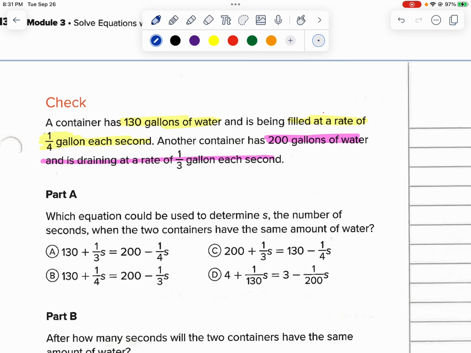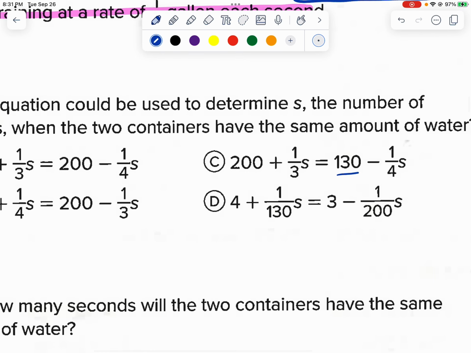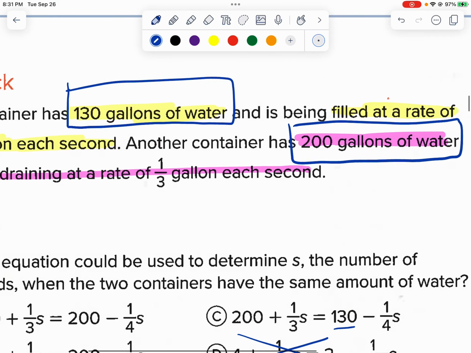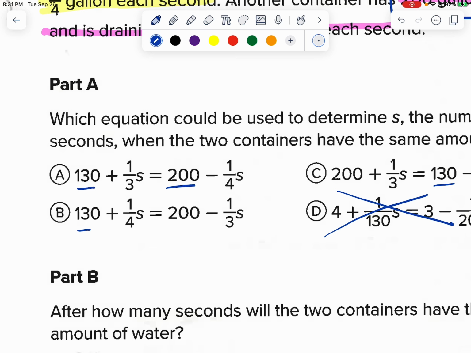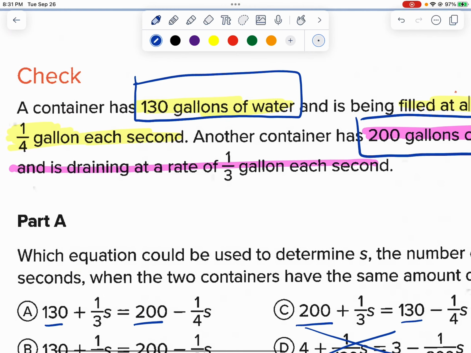So, where is it starting at? This is where it starts for the first one. This is where it starts for the second one. They already have that amount of water in there, so those are my constants. Down here, it's looking for constants. I have 130 as a constant here, here, and here. This does not have 130 as a constant. Then I have 200 as a constant, 200, 200, 200. So we've got that down.